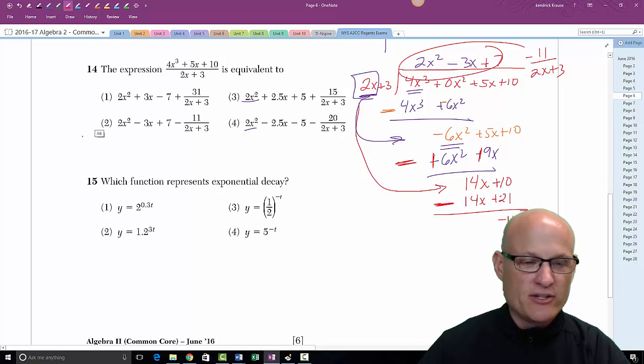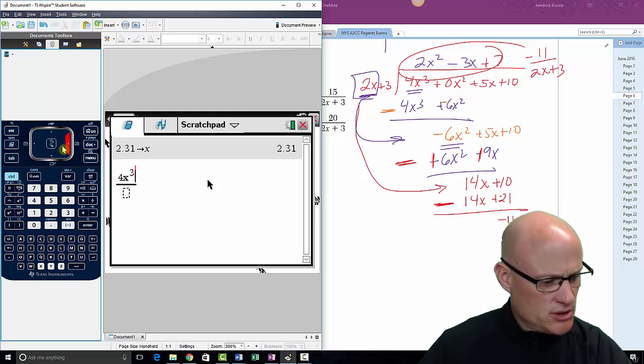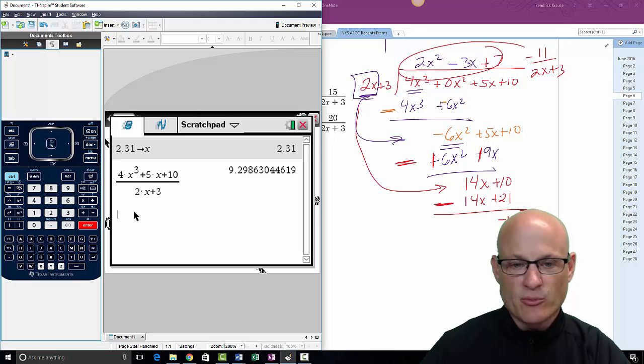And then we're going to type in the original. The original was control division, 4x cubed, get out of cube mode, plus 5x plus 10, all over 2x plus 3. Hit enter, and you get that obnoxious number.